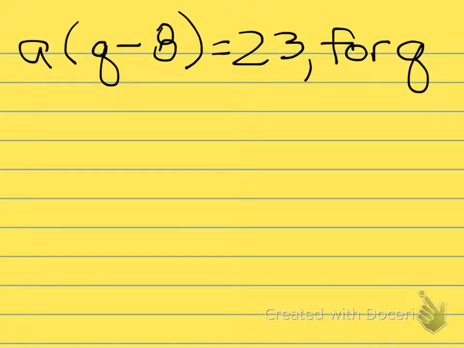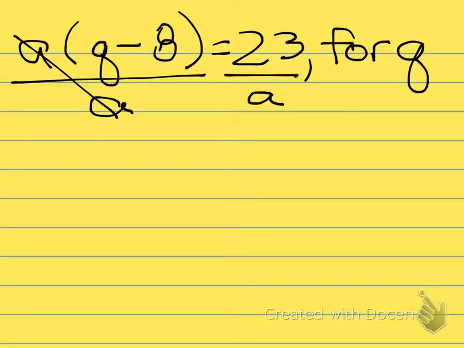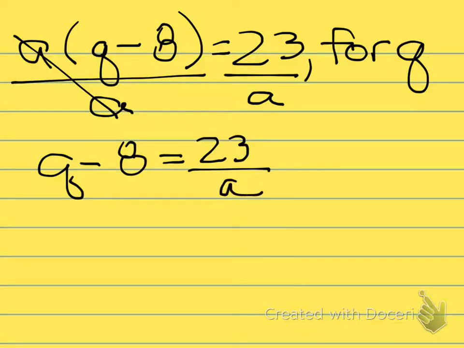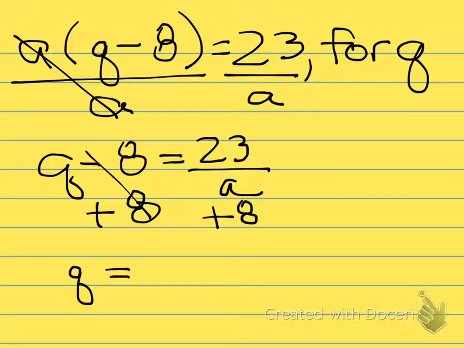Here we're solving for q. So we have an a that we need to cancel out, and then we need to cancel out the minus 8. So I'm going to divide by a first. I always start with what's not directly with the variable. So I'm going to divide out the a, because that was multiplication. I get q minus 8 equals 23 over a. And then I just want to eliminate the 8 so that q is by itself. So I'm going to add 8 to both sides. So I get 23 over a plus 8. And that would be my final answer.